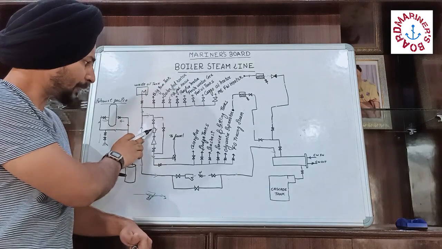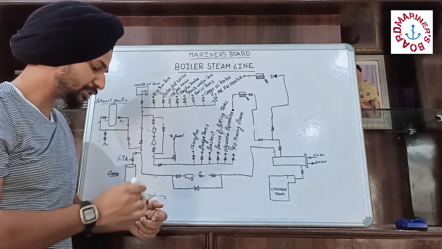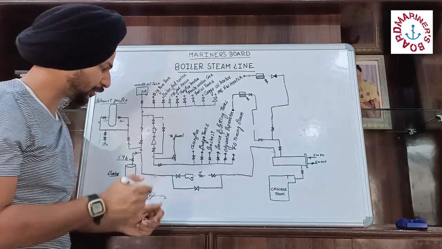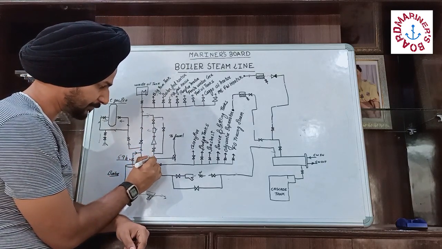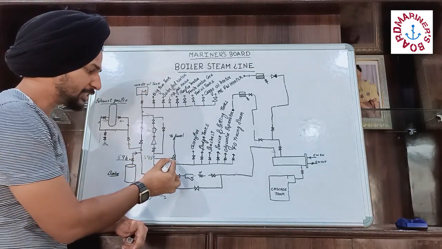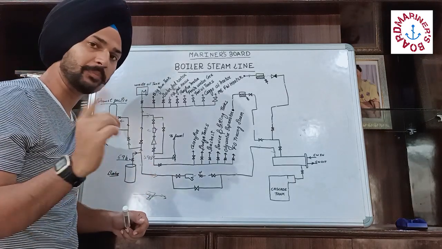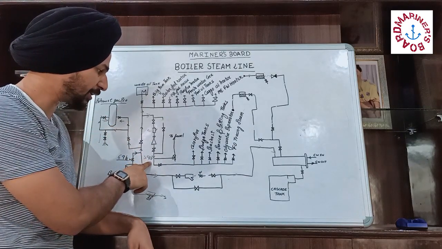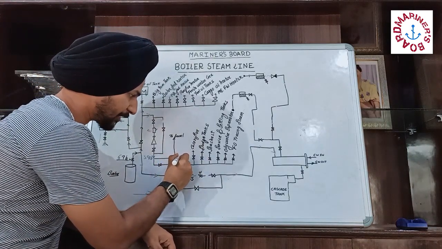So now from the Y strainer the steam is coming to the pressure reducer. The work of the pressure reducer is to reduce the pressure from 6.9 bar to 3.9 bar. So in this line we are having the low pressure of 3.9 bar. And also we have the relief valve in this line which will lift at 10% above the working pressure of this line. So working pressure of this line is 3.9 bar. So this relief valve will lift at around 4.3 bar.